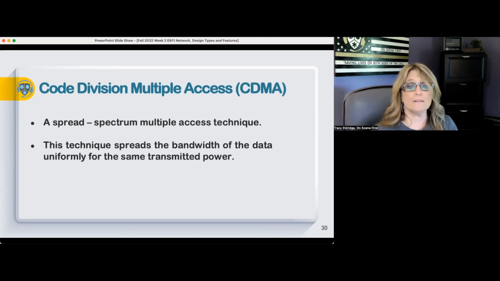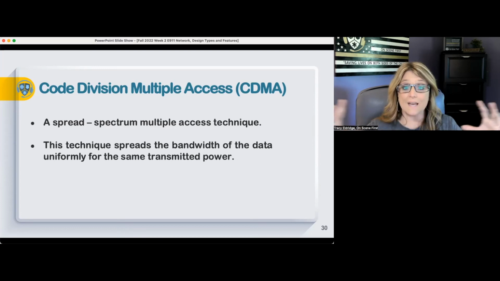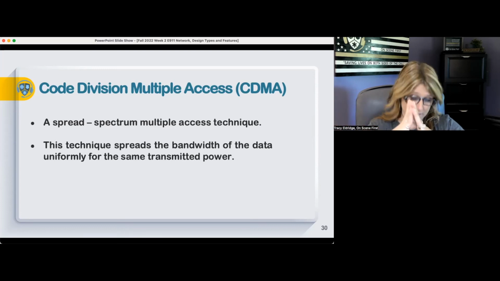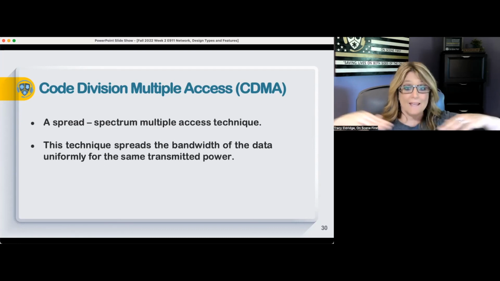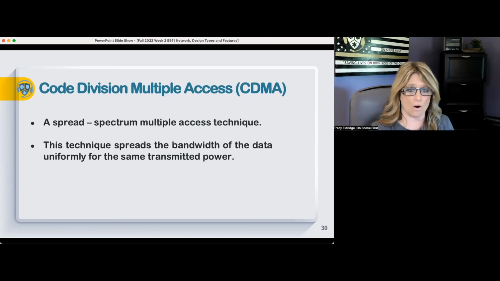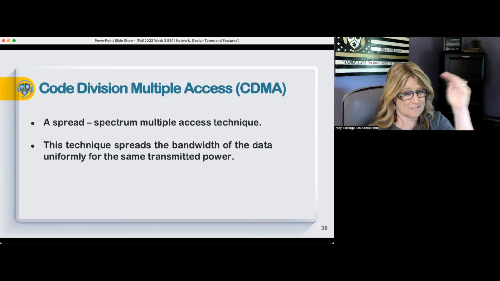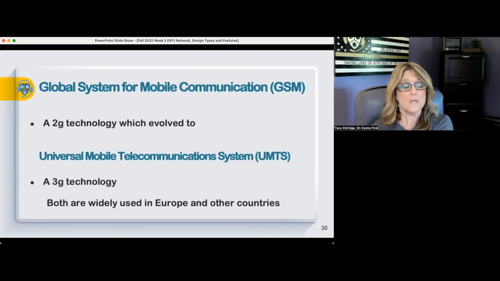So the CDMA type phone systems are a spread spectrum multiple access technique. So they are part of this type of technique. What that technique does is it basically spreads the bandwidth of data across the network evenly, with power distributed appropriately. So it takes that data and spreads it across that network. It's a little bit more detailed than that, but that's as far as I'm going because it is not going that deep in the study guide, so I'm not going to go too deep there.